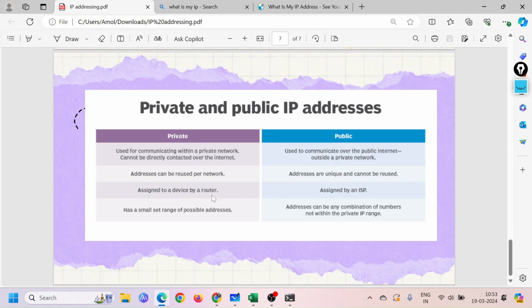A private IP is assigned to the device by the router, or in fact you can also configure your IPs yourself. Just go to the IPv4 settings, where you have the option to configure the IPs by yourself. Within the router also you have a setting to configure the private IPs. A public IP is not configured by you; it is assigned by the ISP. Private IPs have a small set of possible address ranges, and except for your private IPs, all the IPs are considered public IPs. So this was a very quick summary of private and public IP addresses.